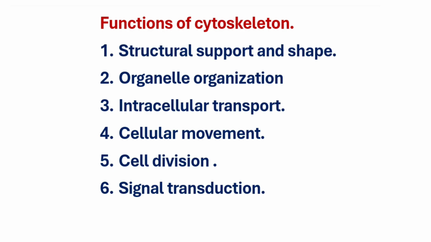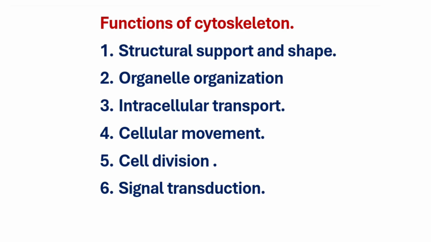Cellular movement. The cytoskeleton enables cell motility and movement, including the contraction needed for movement and formation of structures like cilia and flagella. Cell division. They play a vital role in separating chromosomes during mitosis and meiosis through the action of the microtubules, forming the spindle fibers. Signal transduction. They help integrate signals from the cell's environment, influencing cellular behavior and communication.